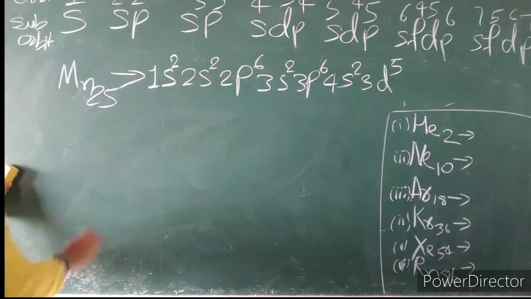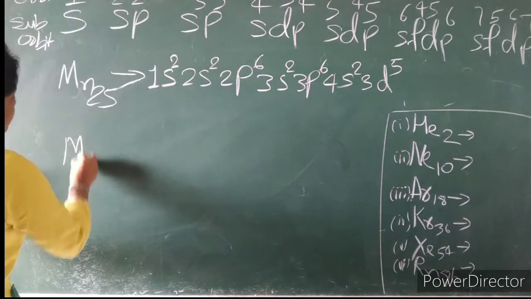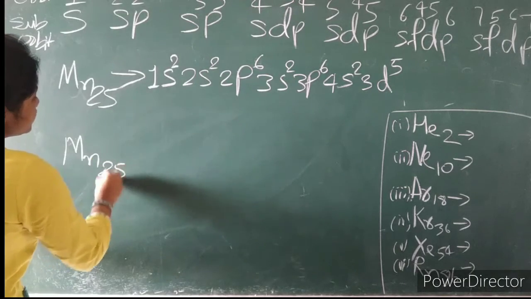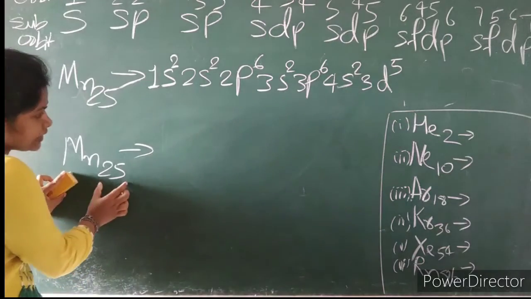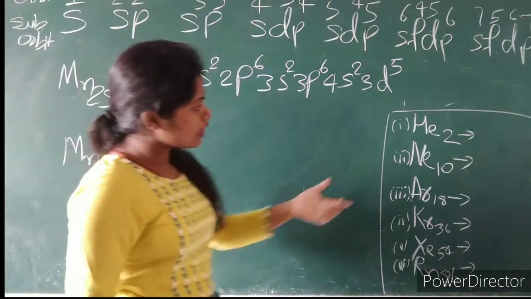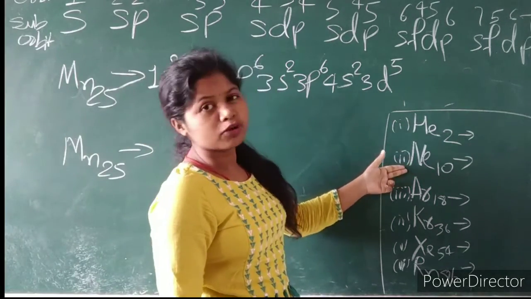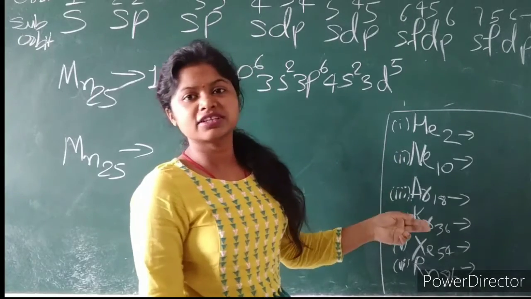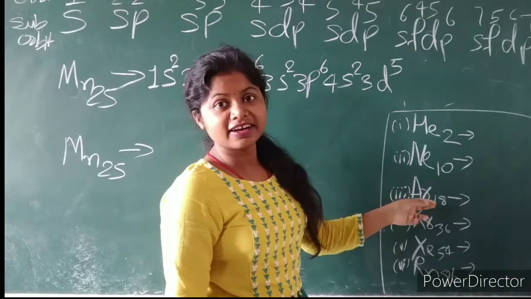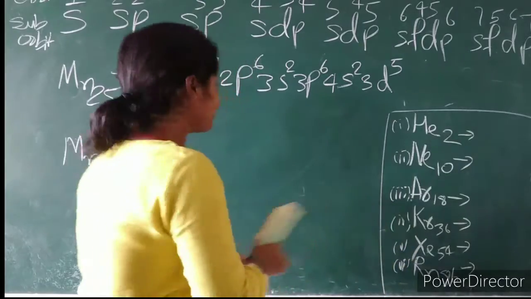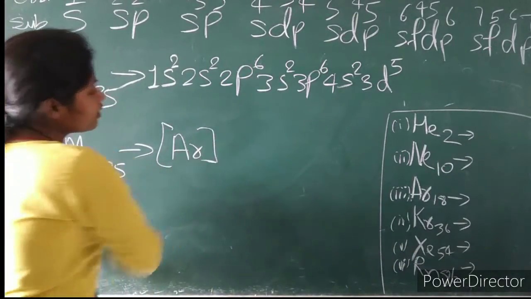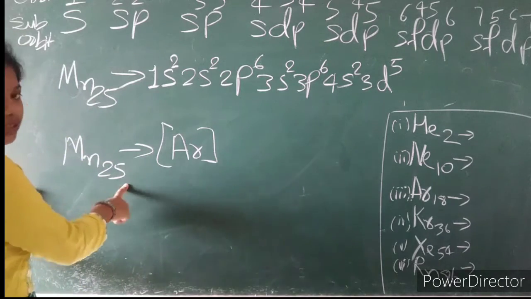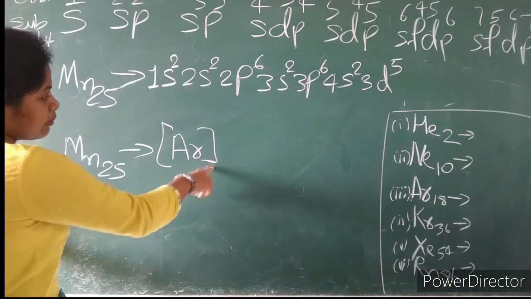Now we have to write the condensed electronic configuration for manganese. Manganese is 25, so which noble gas comes nearby? Not helium, neon is too small, krypton would be too much. Which one is coming? Argon. Argon is 18, so we will choose argon only. We write the noble gas nearest to 25 in square brackets.